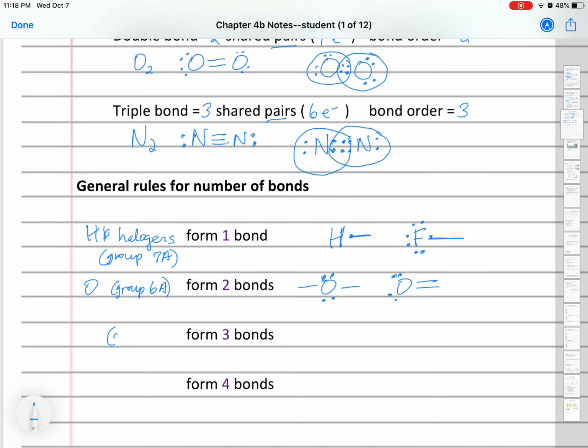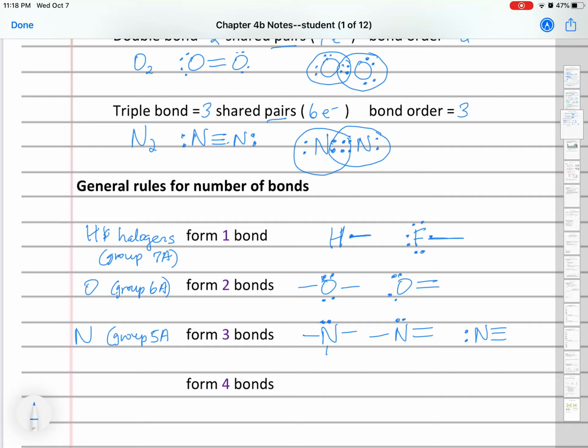In group 5A, like nitrogen, nitrogen has 5 valence electrons, so it has room for 3 more valence electrons, so it can have 3 bonds, and it can do this in a couple of ways. It can have a double and a single bond, or it can have a triple bond.